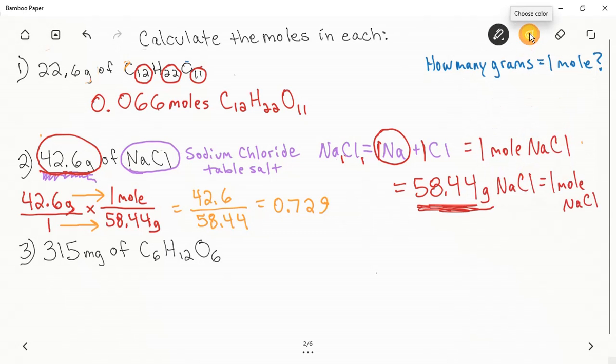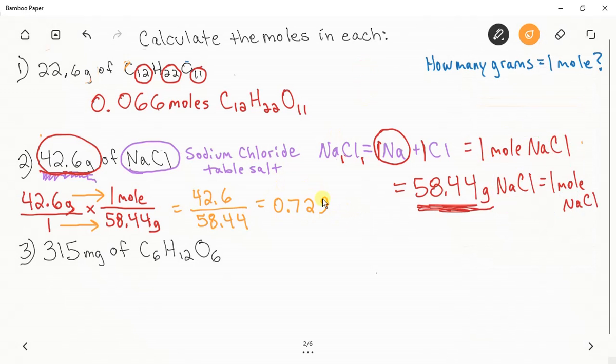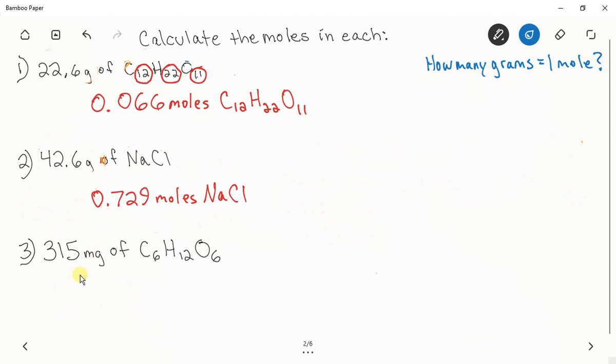So what does that mean? 0.729. What does that mean? Well, that means that you have 0.729 moles of sodium chloride if you only have 42.6 grams of it. So if you have 42.6 grams of sodium chloride, then you don't have a whole mole, you have 0.729. Okay, so now let's go on to our next problem.